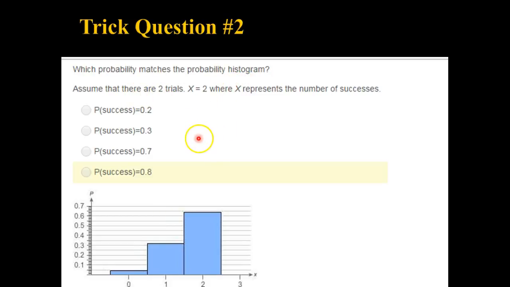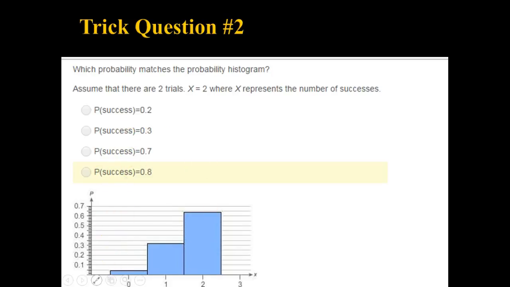Okay, so we did the same thing we just did with 2 trials, X equals 2, where X represents the number of successes. So instead of saying, here's the number of marbles and calculate the probabilities, this is saying, here are the probabilities, and here it is in a histogram for 0 successes, 1 success, and 2 successes. What were the probabilities to begin with? What was the probability of success to begin with?